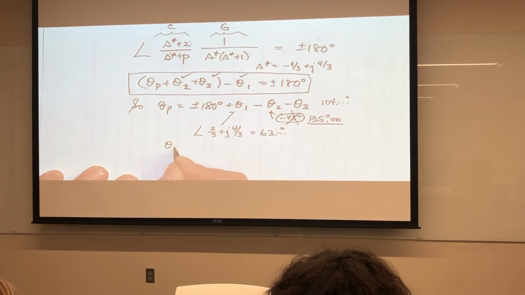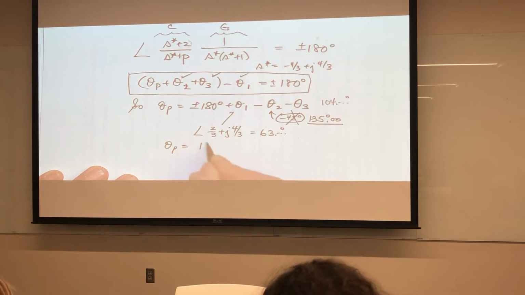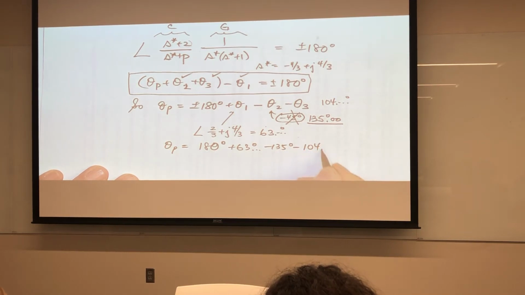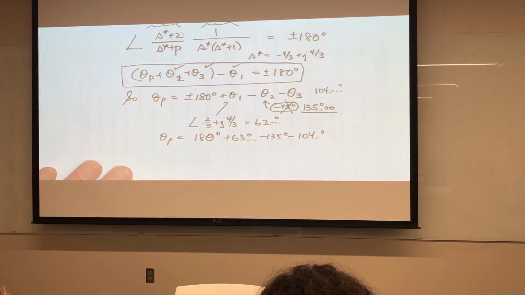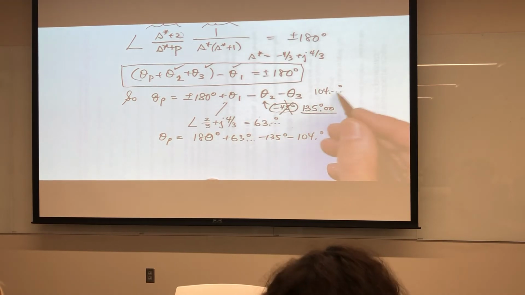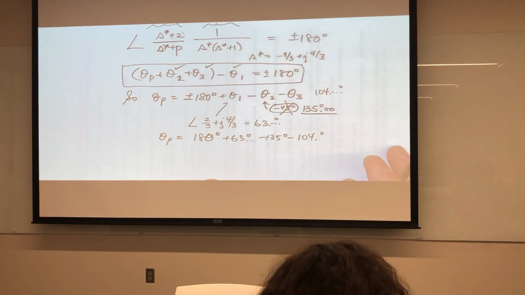Okay, so theta P ought to be equal to, somebody tell me, 180 degrees plus 63 degrees, minus 135 degrees, minus 104 degrees, and let's see what we get. What'd you get? 4 degrees? Okay, let's see if somebody else gets the same thing. You got the same thing? 4 degrees. Okay. Is it exactly 4, or is it 4 with some change? All right. Did you do round off?